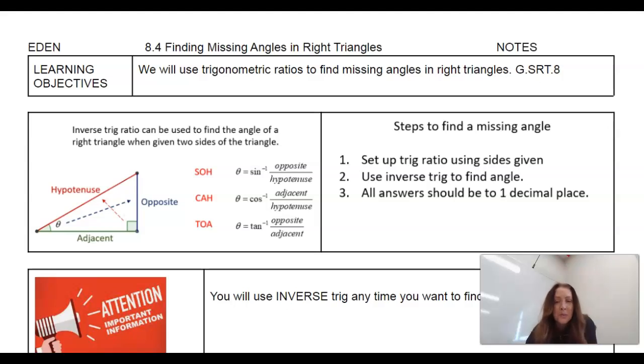Okay, so in this section, we're going to talk about 8.4, which involves right triangle trigonometry ratios, but we are going to be looking for missing angles. It's going to be similar to what you did in 8.3, but there is a slight difference. Inverse trig ratios can be used when you want to find the angle of a right triangle.